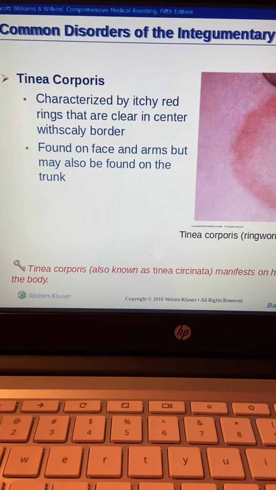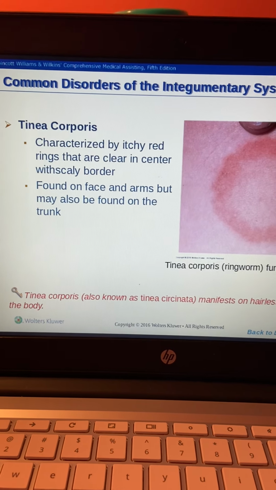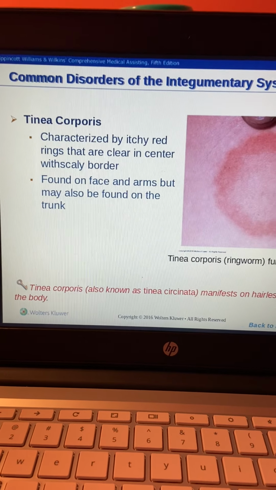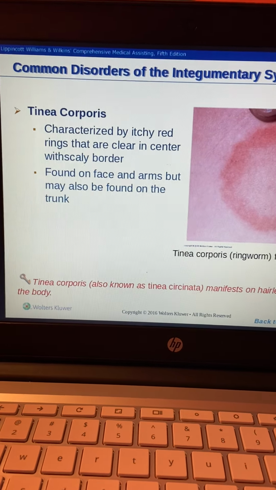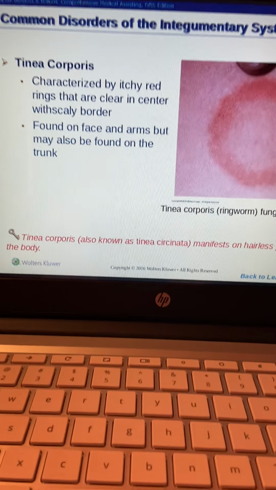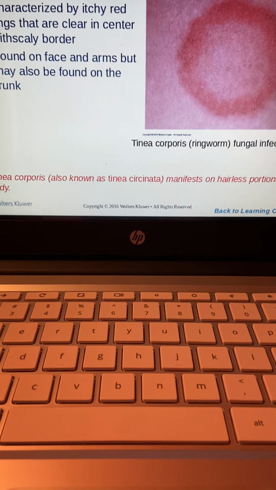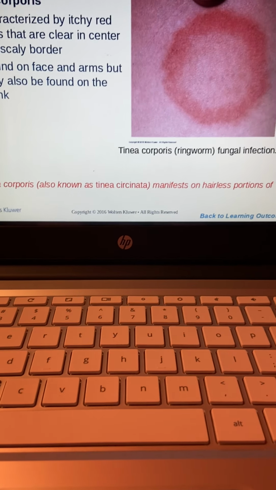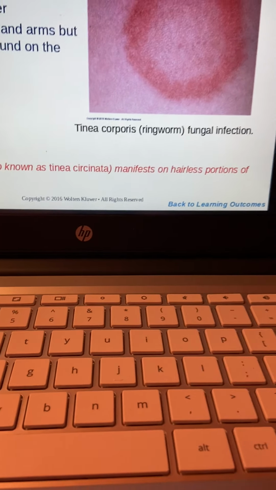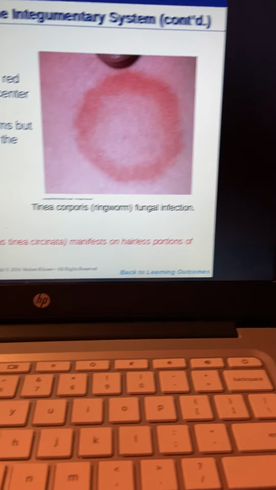So tinea corporis is characterized by itchy red rings that are clear in the center with a scaly border. They are normally found on the face and the arms, but may also be found on the trunk. Tinea corporis, also known as tinea circinata, manifests on hairless portions of the body. Your tinea corporis, which is your ringworm, is a fungal infection.